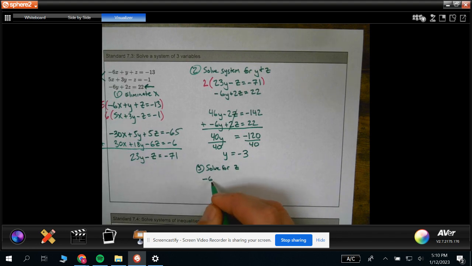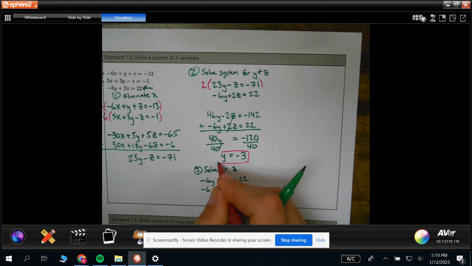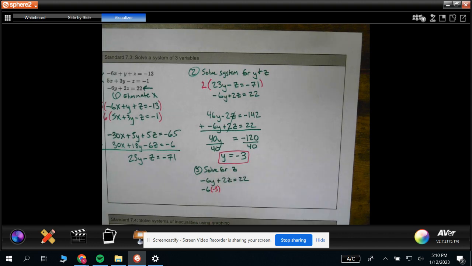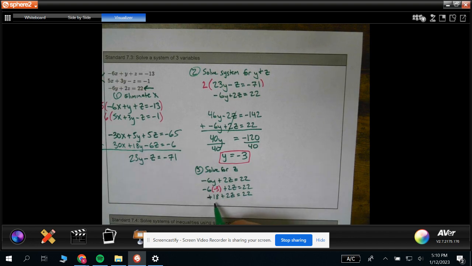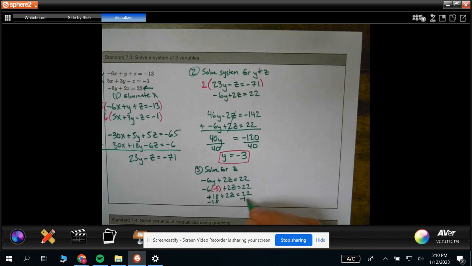So negative 6y plus 2z equals 22. I now know y right here is negative 3. So negative 6 times negative 3 plus 2z equals 22. Oh, that should be positive 18. Sorry, negative 6 times negative 3 is positive 18. You got to be careful for that. Right there I almost made a mistake, because now I need to subtract 18 to get 2z equals 4. So z equals 2.